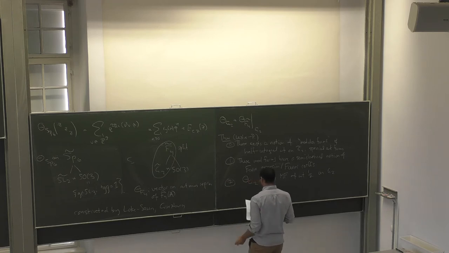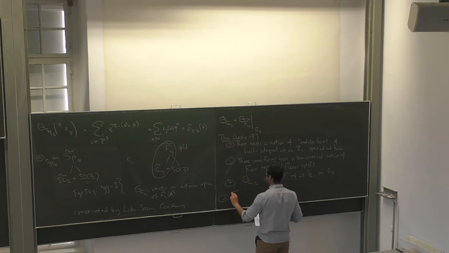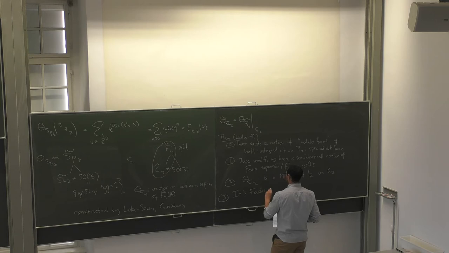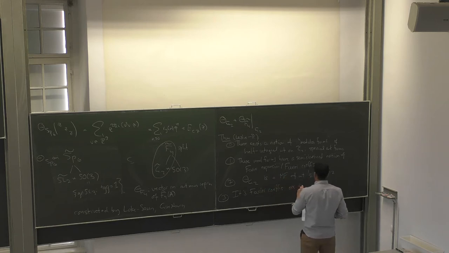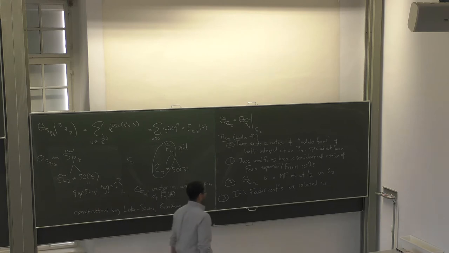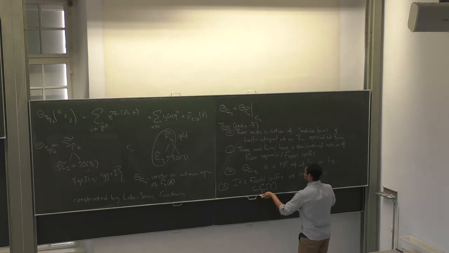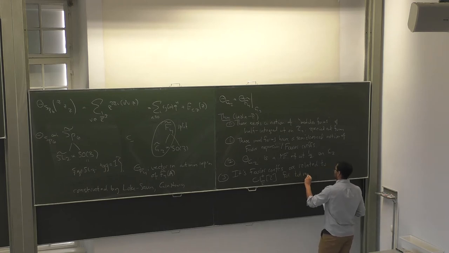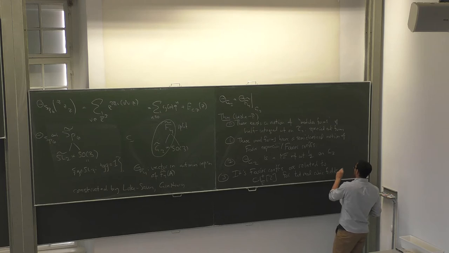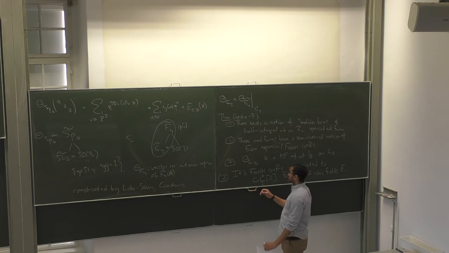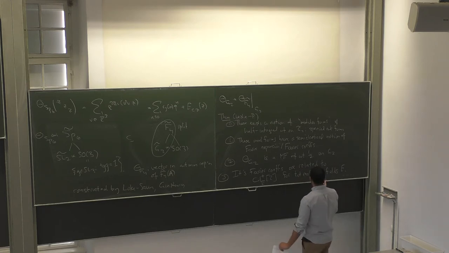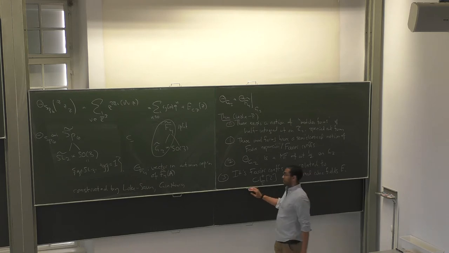Oops, I skipped 2. And then 3, which is the most interesting part: its Fourier coefficients are related to, instead of class groups of imaginary quadratic fields, 2-torsion in the class groups of totally real cubic fields. This is the so-called narrow class group, where you take fractional O_E ideals and mod out by principal ideals that have a totally positive generator.